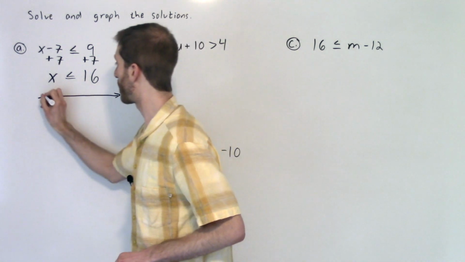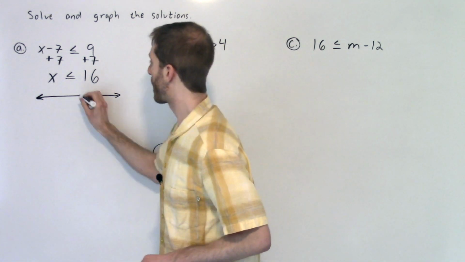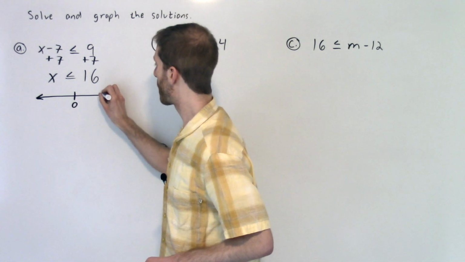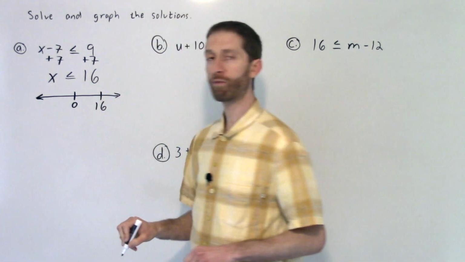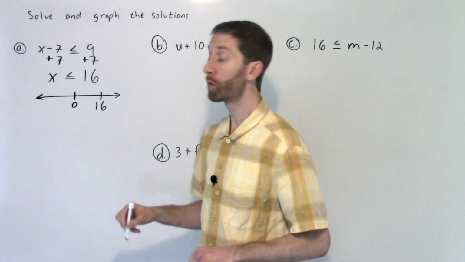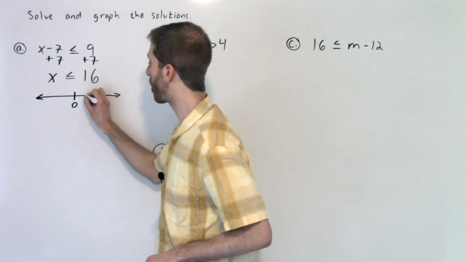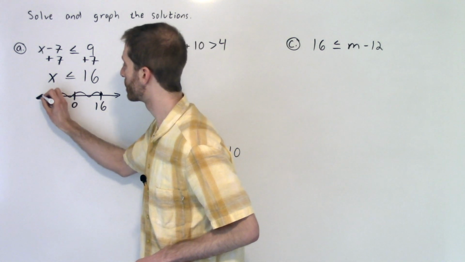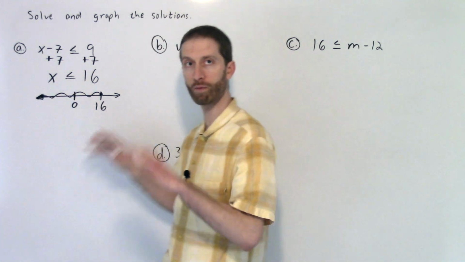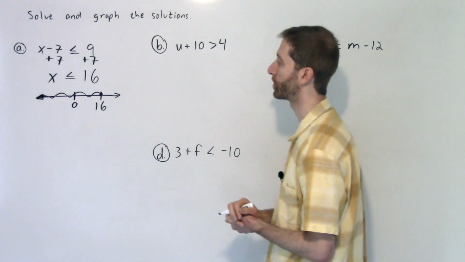I've got my number line, which you're going to draw a pretty small one there. I'll put the number 0 there, and then the number 16 right here. If we're less than or equal to 16, we want to include the 16. So we're going to do a closed circle and then shade in all the numbers to the left of 16 because that would be all the numbers less than it or including it.